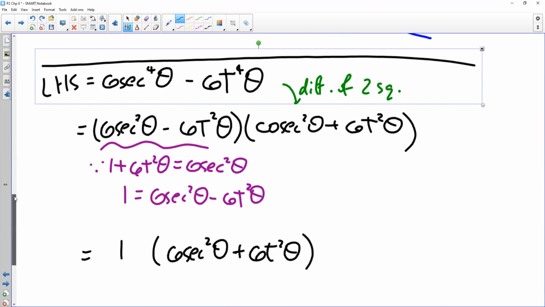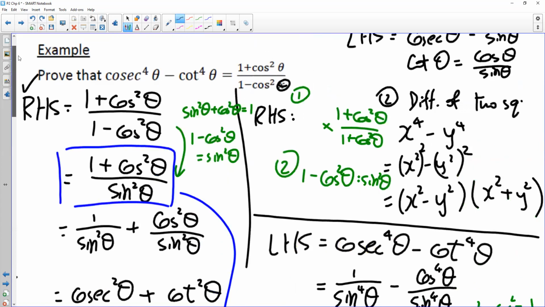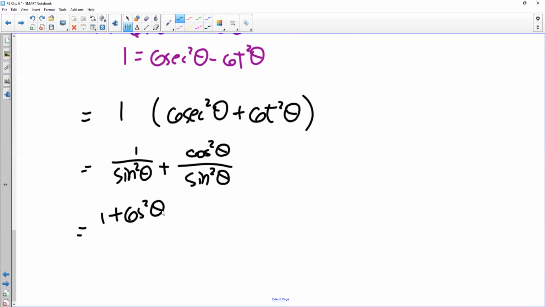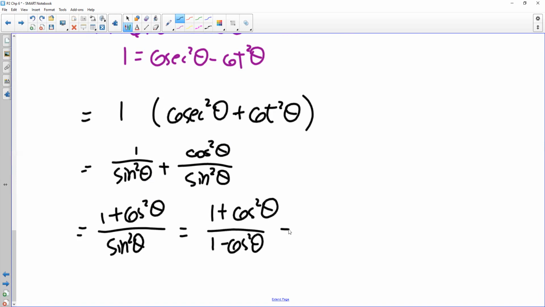Then my next thing to do is look at the right hand side of the question. I need to change it back to cos and sine. So the 1 is gone. Cosec squared is the same as 1 over sine squared theta. Cot squared is the same as cos squared theta over sine squared theta. Putting them together, 1 plus cos squared over sine squared theta. Using the identity, I know sine squared is the same as 1 minus cos squared. That's the same as the right hand side.